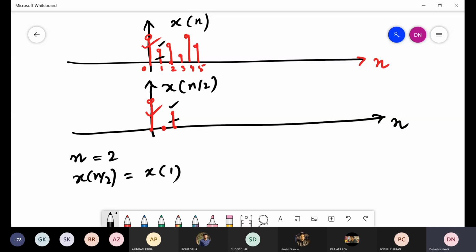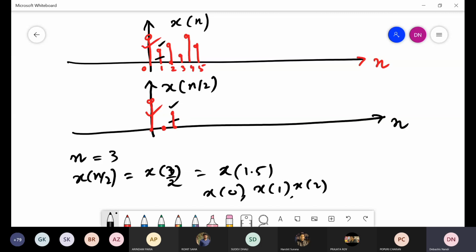Then you go to n equal to 3. In this case, n equal to 3 means 3 by 2, which means actually x[1.5]. You know x[0] is there, x[1] is there, x[2] is there, but x[1.5] is not there because n is an integer. Therefore, again at n equal to 3, you will get 0.